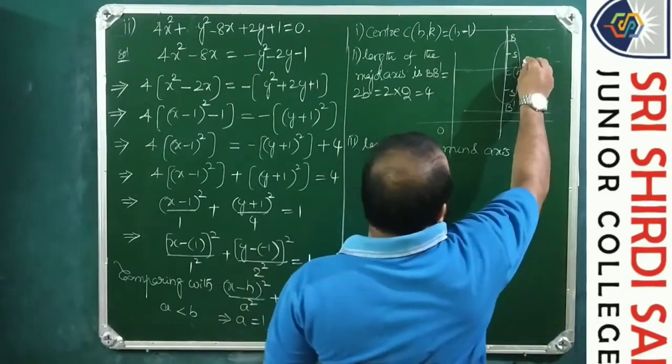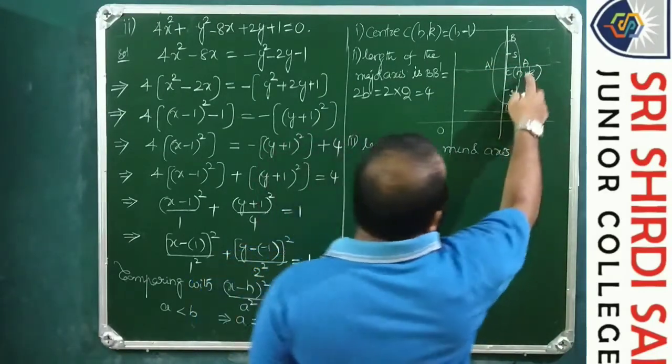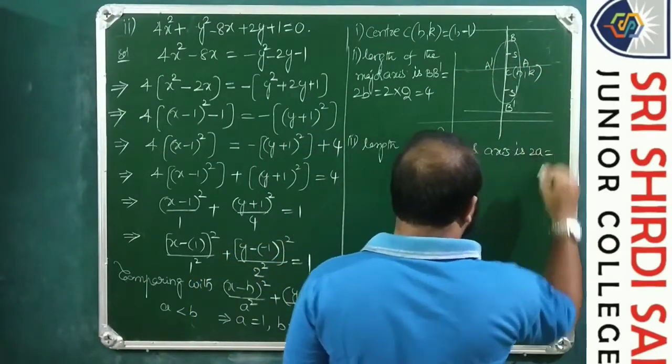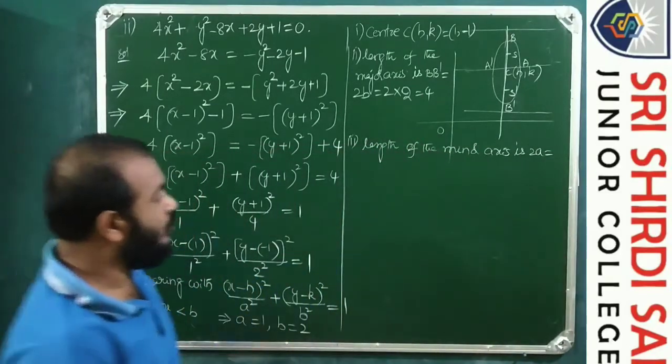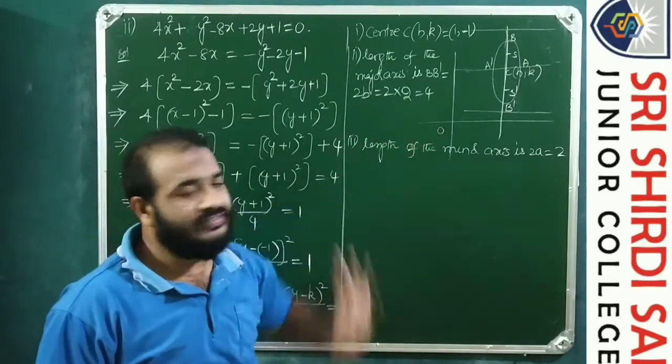is called the major axis. Now this is the minor axis now, a dash. So a dash is 2a. 2 into a is 1. 2 ones are 2. So this is the length of the minor axis for this.